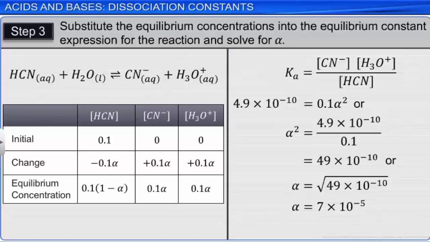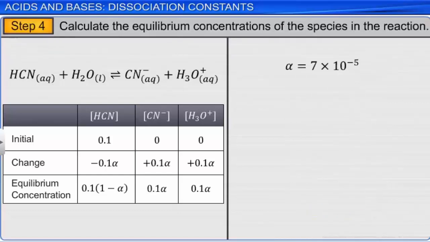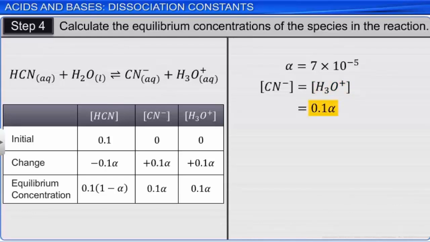In the fourth step, calculate the equilibrium concentrations of the species in the reaction. As alpha is known, the equilibrium concentrations can be easily calculated. Thus, the equilibrium concentration of cyanide ion, which is equal to the equilibrium concentration of hydronium ion, is equal to 0.1 alpha, can be written as 0.1 multiplied by 7 multiplied by 10 raised to the power minus 5. This is equal to 7 multiplied by 10 raised to the power minus 6.